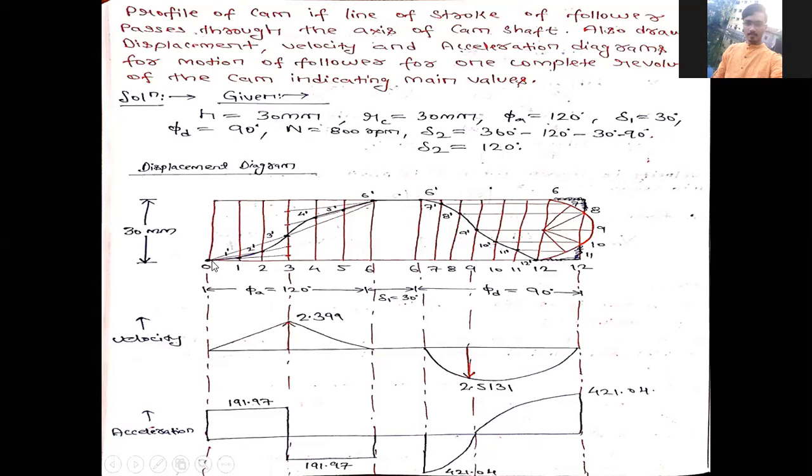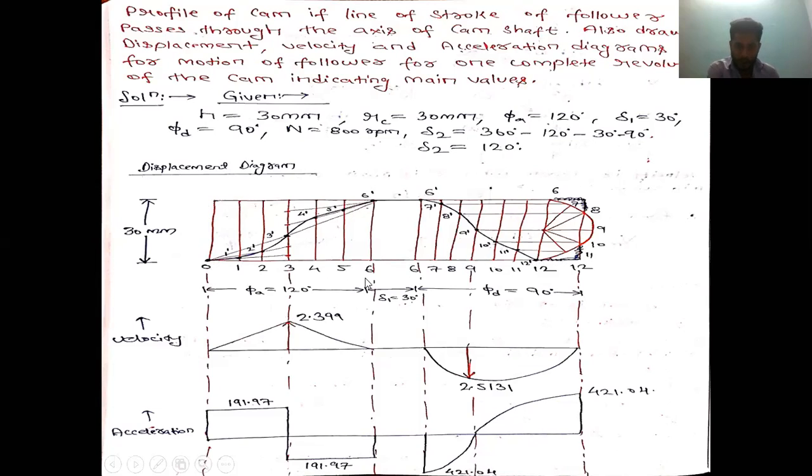So first step is, I will draw this vertical height, which is nothing but the height of the follower lift, 30 mm. Then from this point, I will draw an infinitely long horizontal line.